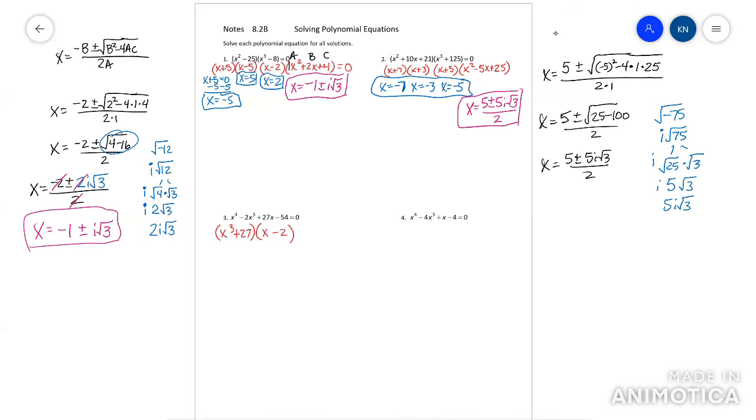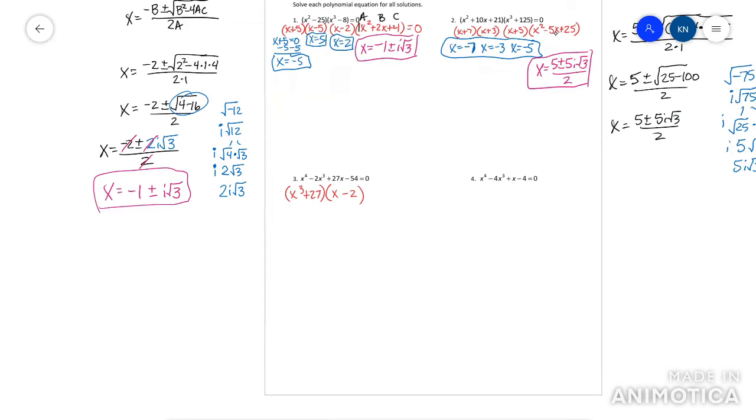Okay. Now they did it to us again where they gave us a cubic. So keep going. You would get x plus 3, x squared minus 3x plus 9, and then you have your x minus 2. So this x plus 3 set equal to 0, you would get x equals negative 3. That one's easy. This x minus 2 set equal to 0, you would get x equals 2. That one's easy. It's this middle one. It has to go through the quadratic equation just like the others. So it'd look like this.